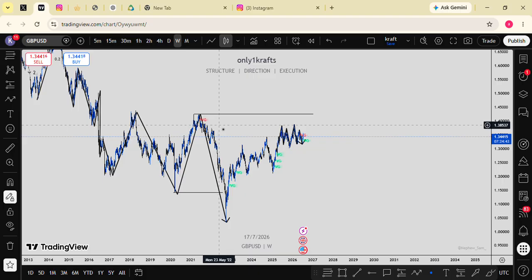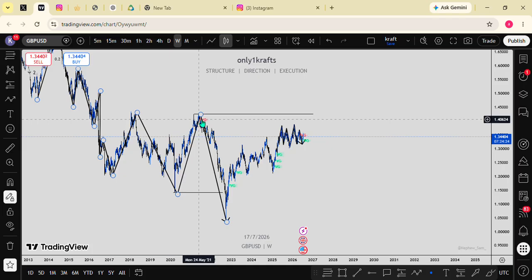It could have sold off from here, it could have sold off from here, it could have sold off from here, it can still sell off from here. But all these ones have been invalidated. All these levels have been invalidated. This level has been invalidated, this one has been invalidated, this one has been invalidated. So the last one we are hoping for is this one right here.